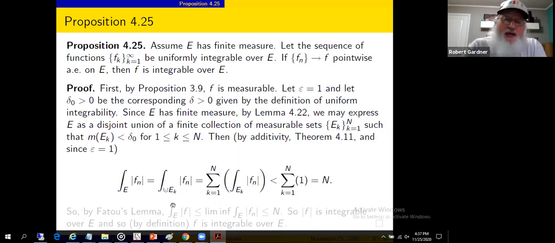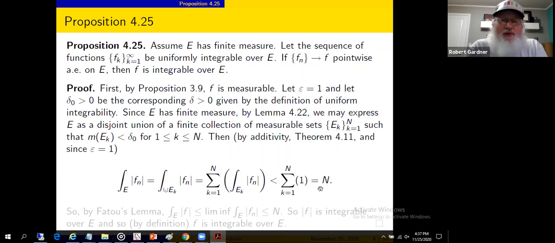By additivity, when we have a finite collection here, we can write it as a sum of the integrals over the constituent sets, over each of the little E sub k's. And we've chosen the E sub k's to be sufficiently small, less than delta sub 0, such that an integral over those sets of the absolute value of f sub n is less than epsilon, and epsilon equals 1. So the E sub k's are playing the role of set capital A that we had previously in the definition of uniform integrability. So we've chosen it in such a way that each of these is less than 1 in value. Sum those up to capital N.